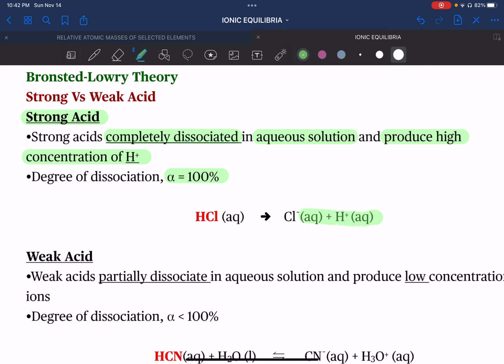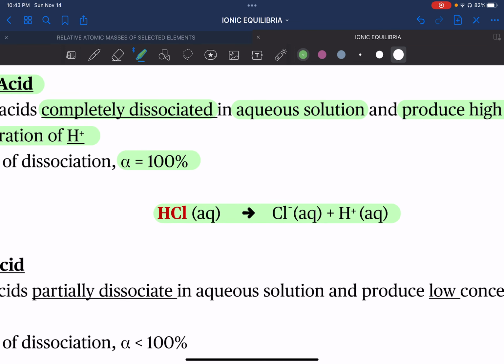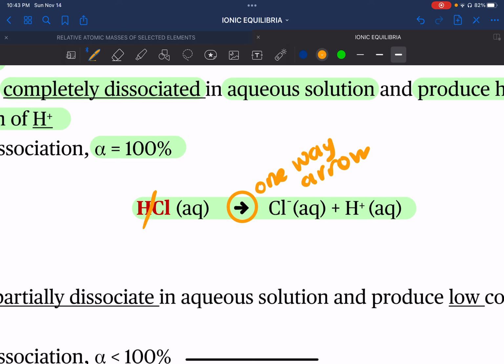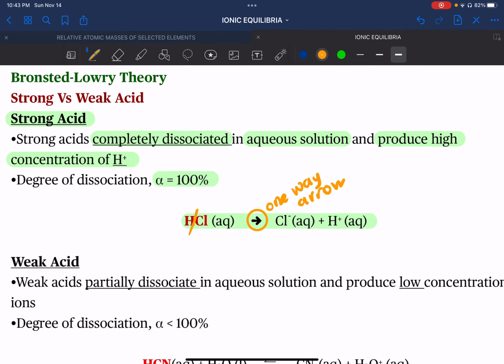So, contoh penulisan untuk strong acid, cuba you tengok, kita guna this arrow. Okay, kita guna one way arrow. Kenapa one way arrow? Sebab bila HCl sudah bercerai, dia tidak akan bercantum balik untuk menjadi HCl. Dia bukan reversible equation.